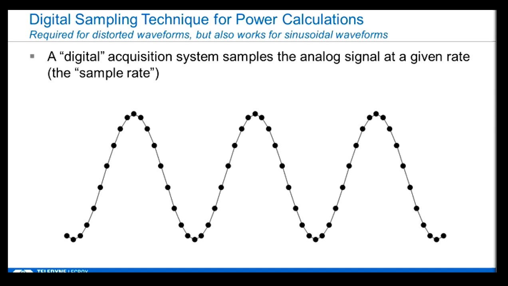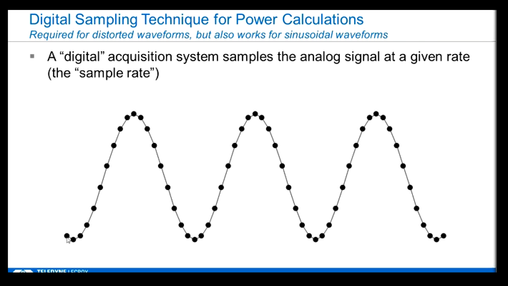So what do we do? We use a digital sampling technique, and this is used by any modern acquisition system involved in power measurement on these kinds of waveforms. This is not proprietary to us. This technique is used by many different types of instruments and manufacturers. We're showing this here on a sinusoidal waveform, but it could be PWM.